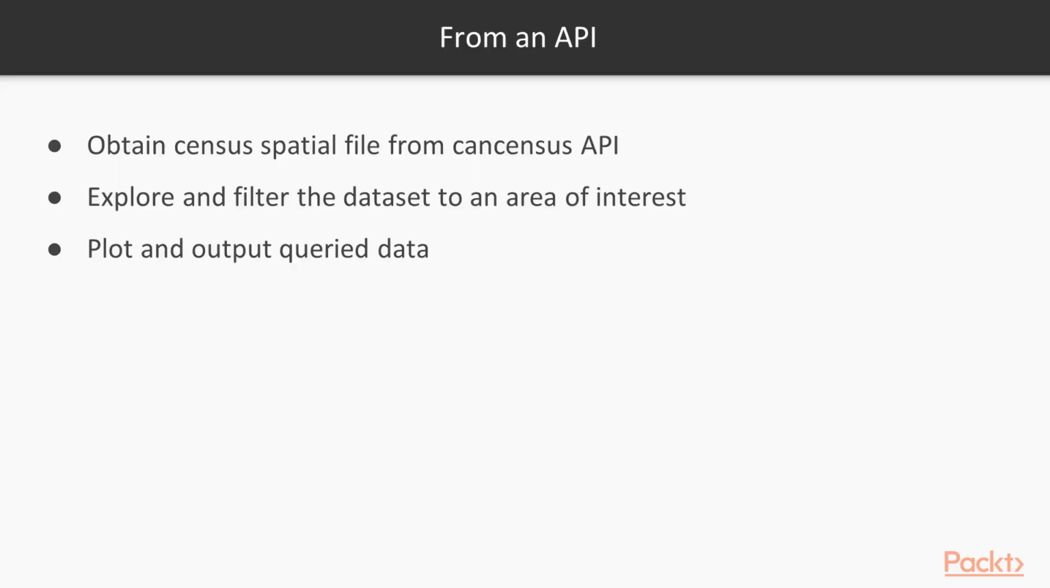So in this video, we will use R to query census data from an API using the cancensus library, explore and filter the spatial dataset to study the population distribution of the city of Vancouver, plot out a map, and finally output the queried data as a local spatial file for further steps.